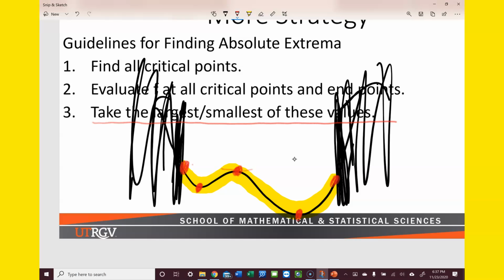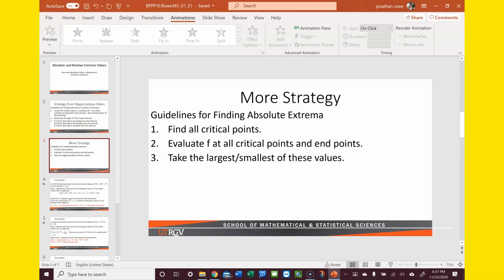So whichever one of these is the biggest, that's the absolute maximum. Whichever one of these is the smallest, that's the absolute minimum. The largest of these is the absolute maximum. The smallest of these is the absolute minimum. All right, keeping on going.